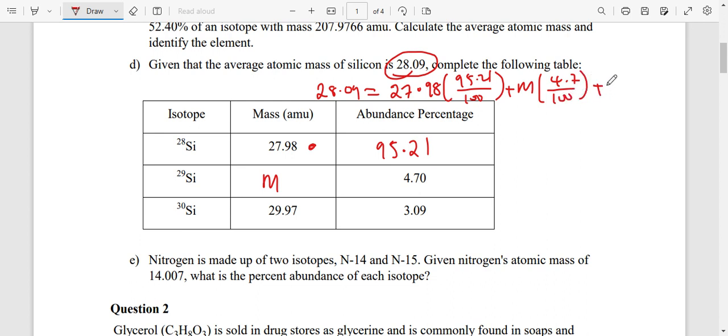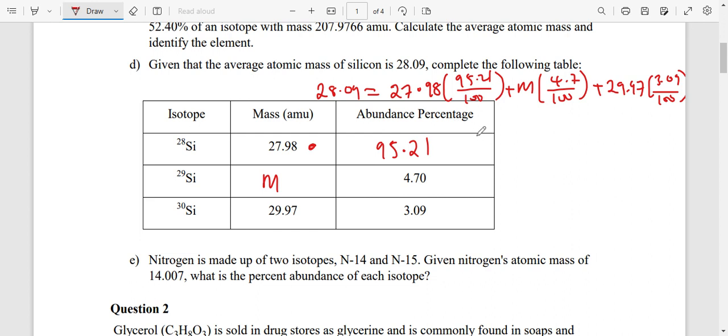And then the next mass, which is 29.97, multiply by the abundance, which is 3.09, divide also by 100. Are we okay? Yes. Okay. So just get to punch this one out.